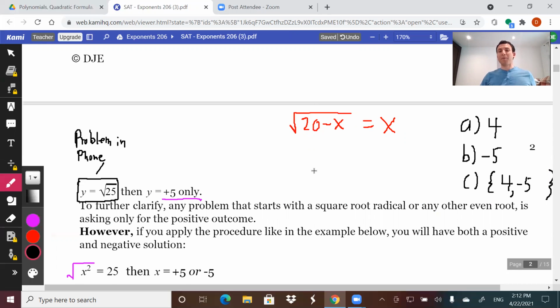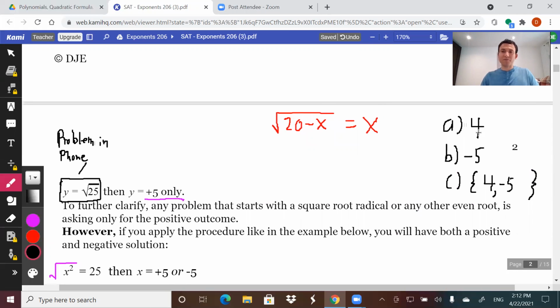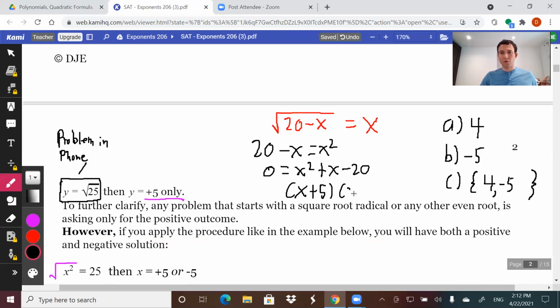So I've made up this problem in red right here, and I've given 3 answers for the domain. I've given 4, -5, and this just means domain, 4 and -5 both being answers. So if you go strictly by algebra, you go 20 minus x, if you square both sides, equals x squared. Then you end up with 0 equals x squared plus x minus 20. So you factor this and you get x plus 5, x minus 4.